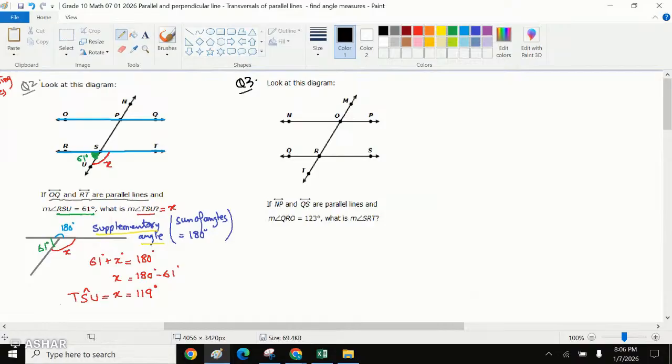In this given diagram, we know that we have a pair of parallel lines, which is given over here. NP and QS are parallel. QRO, let's look for QRO. This angle is given to us, that is 123. What we need to find is, let's mark the missing angle, SRT. Where is SRT? We need to find this angle, right?